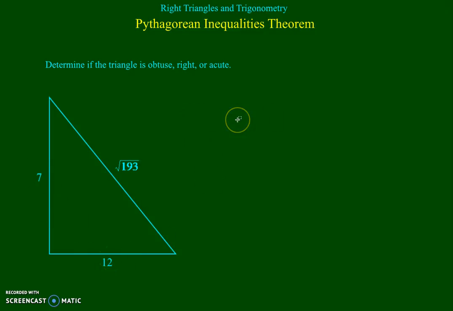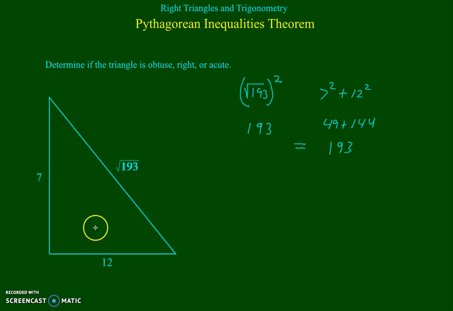So that's the one we're going to put on the left-hand side. Remember, the left-hand side gets the biggest one. So on the left, we put the square root of 193 squared, and on the right, we put 7 squared plus 12 squared. Now we're going to work this out and see what symbol goes in here, whether it's less than, equal, or greater than. The square root of 193 squared is just 193. And 7 squared is 49 plus 144, which turns out to be 193. So the symbol in between here is equal.